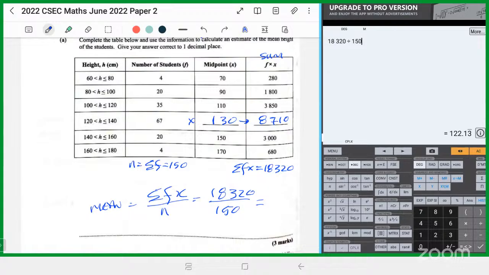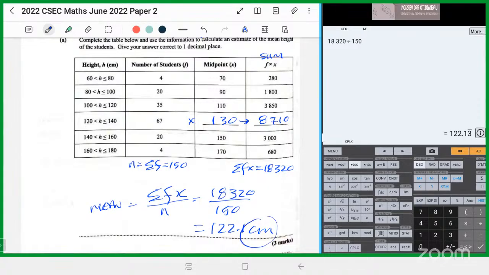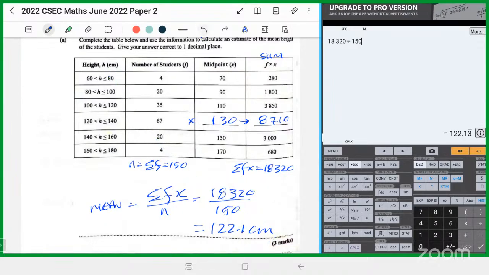So I'm putting equals 122.1. I have to write centimeter. You have to write the unit. That's the mean height of a student, 122.1 centimeter. You have to put the centimeter that the data is measured in. All right, beautiful.